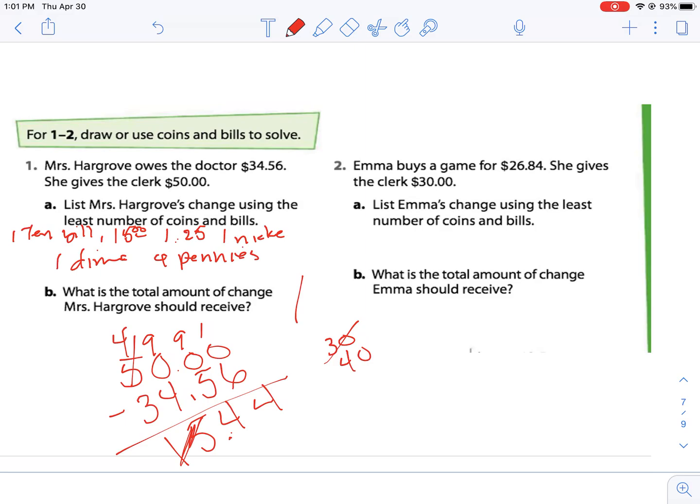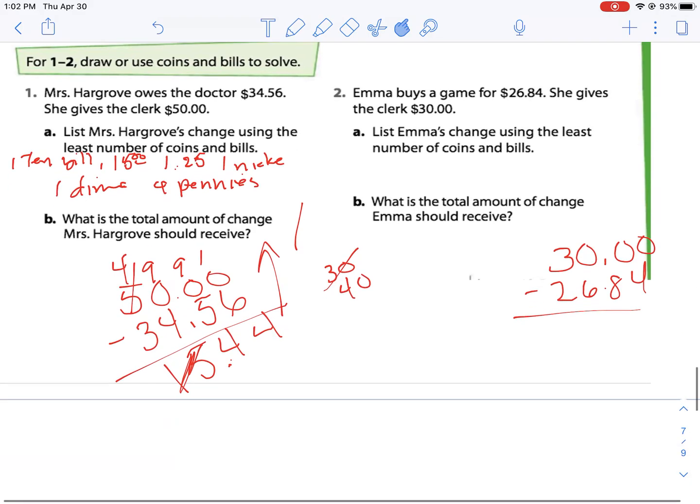Okay, and then what is the total amount of change she would receive? And that's right there, $15.44. So either way you want to do it, go ahead and try it. And then here again, Emma buys a game for $26.84. She gives the clerk $30. Again, you're going to have to do the subtraction, the $30 minus the $26.84. Okay, and then just complete that. And that'll be on your slides.